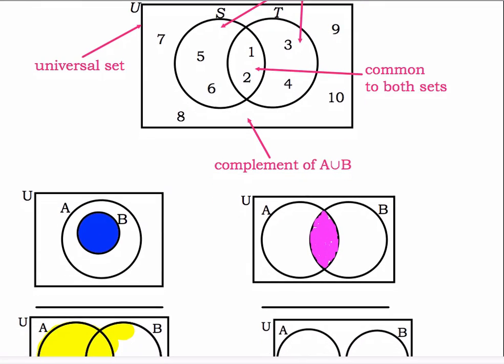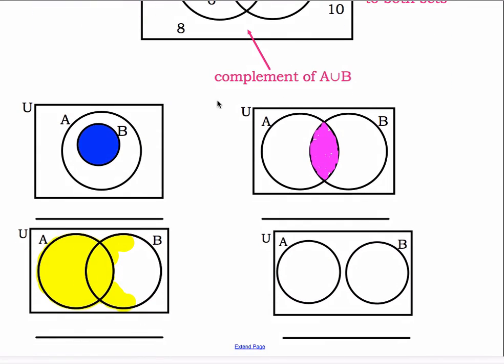Okay, so let's look at these shaded examples here. The first example is an example of a subset, or we can write B is a subset of A, right? Or we can say B is a proper subset of A as well. All right, so that's what a subset looks like. And here is the intersection of A and B.